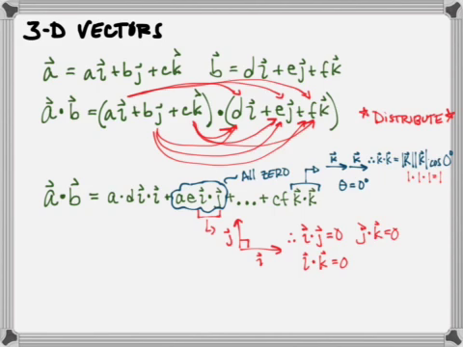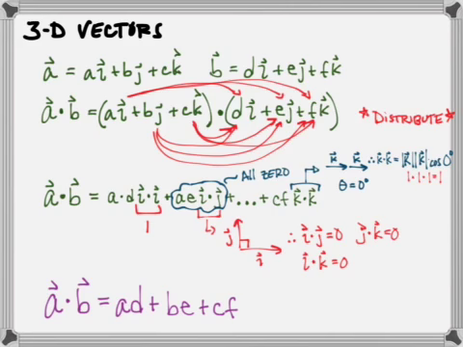So if we do that for all of the possible combinations of that distributed dot product, what we're left with is something pretty simple, where A dot B is AD plus BE plus CF. So all that said and done, we just multiply the like component values: A times D, B times E, and C times F, and add them together. All right, quick example.